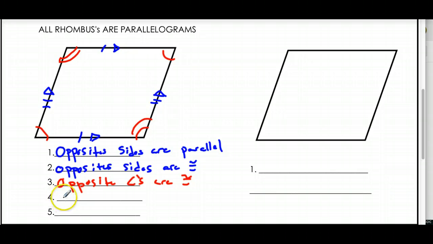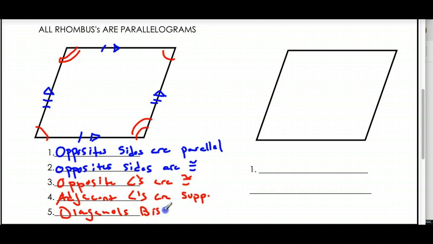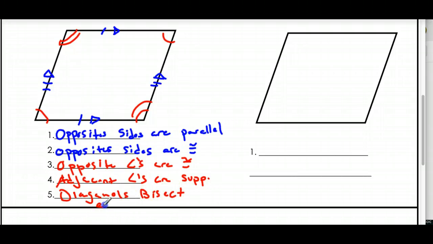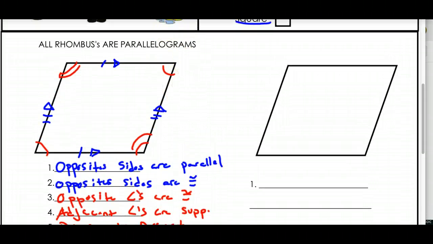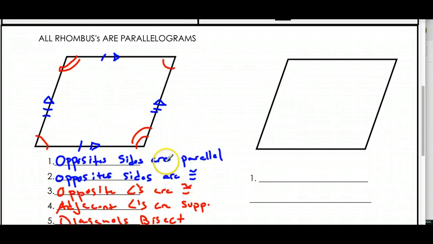We know adjacent angles are supplementary. And finally, we know diagonals bisect each other. Diagonals bisect each other. So these are all facts we know about parallelograms, and since that's true for all parallelograms, that's true for rhombuses as well. So keep these in mind. These are true for all the rhombuses we're going to be talking about because they're all parallelograms.